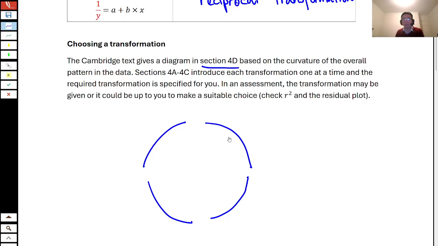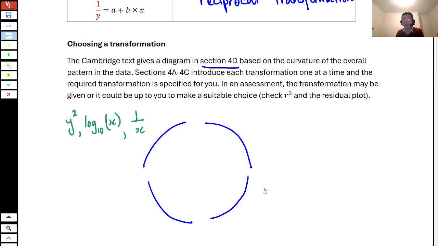And depending on the curvature of your data, there are different transformations you can try. So for data that is increasing from left to right, but increasing slower and slower as you get further to the right, the transformations that are suggested are to square y, to take the logarithm of x, and to take the reciprocal of x.